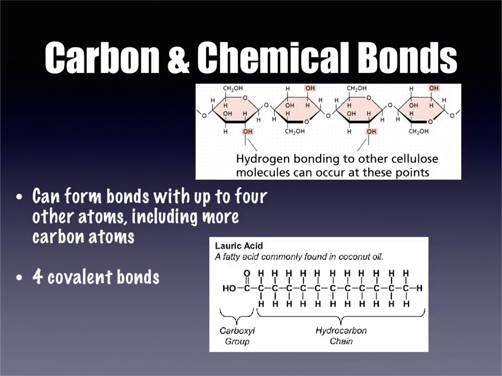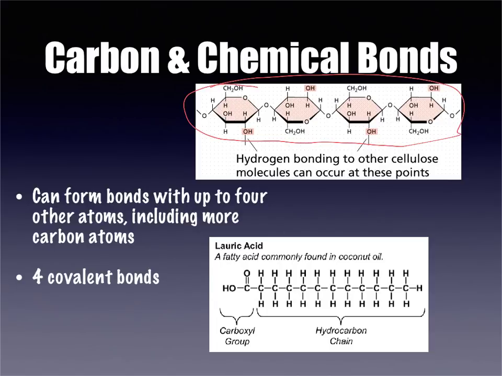Because of the 4 covalent bonds we just mentioned, carbon can make very large molecules. Here is cellulose. This is a very big molecule made of carbon compounds. These are all carbon rings. They're all sugars that are bonded together that forms this large carbohydrate, cellulose.